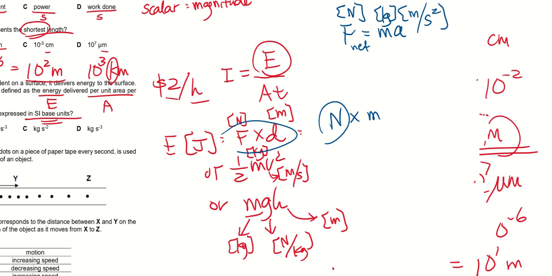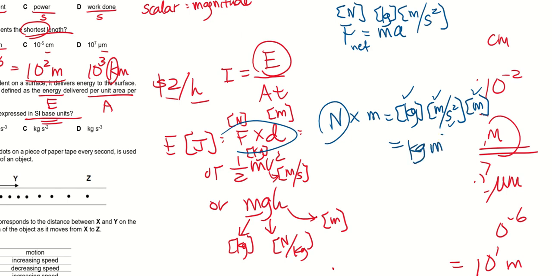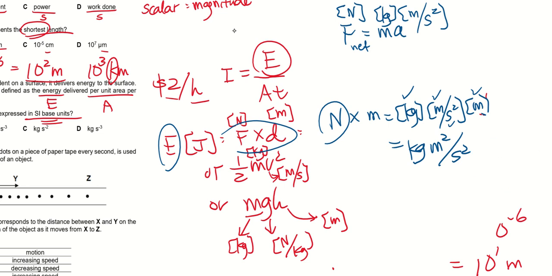So I can actually convert my Newton into kg times meter per second square times meters. So is kg a base unit? Yes. Is meters a base unit? Yes. Seconds also. So this will give us a combined unit of kg meter square per second square. And take note, this is quite difficult because we are still at E. We are just finding what is E in terms of SI base unit. But I'm just going to stop here for energy in terms of force times distance.